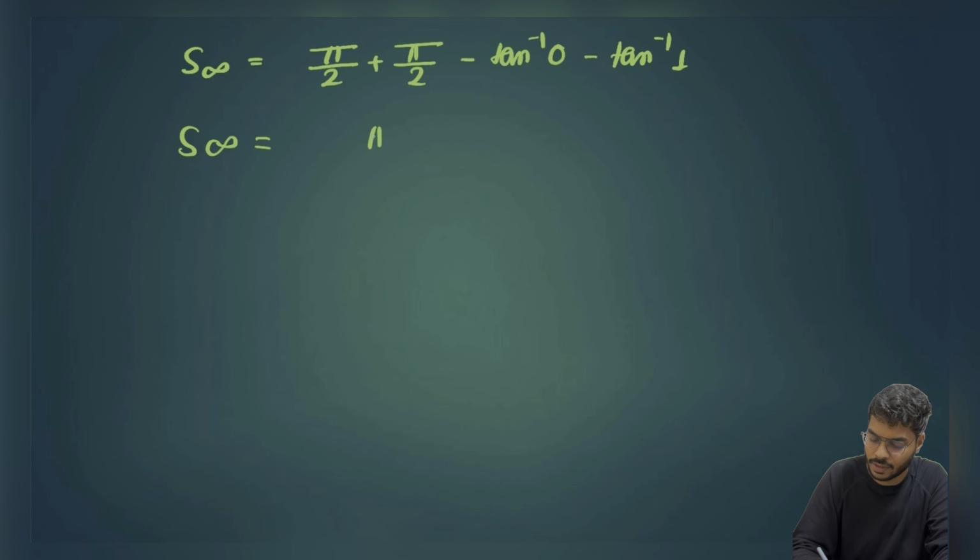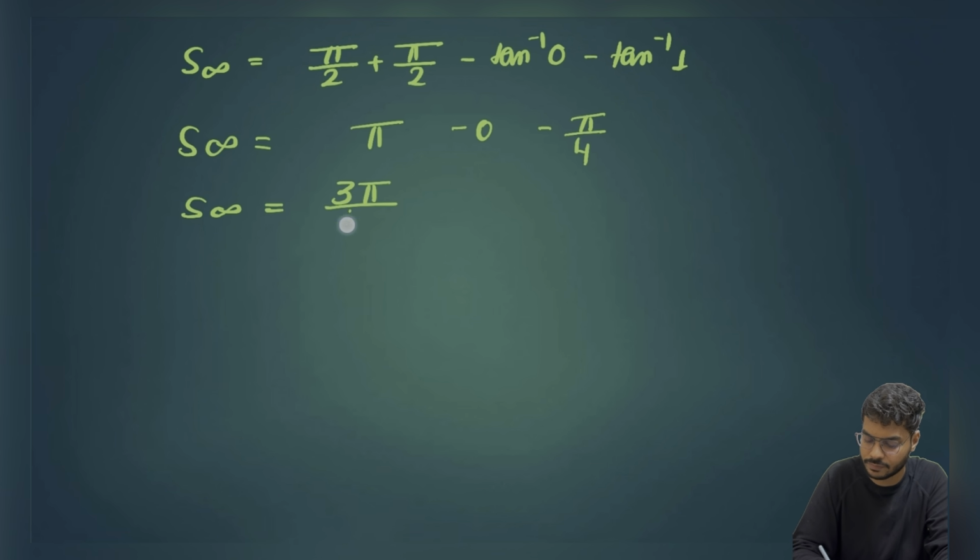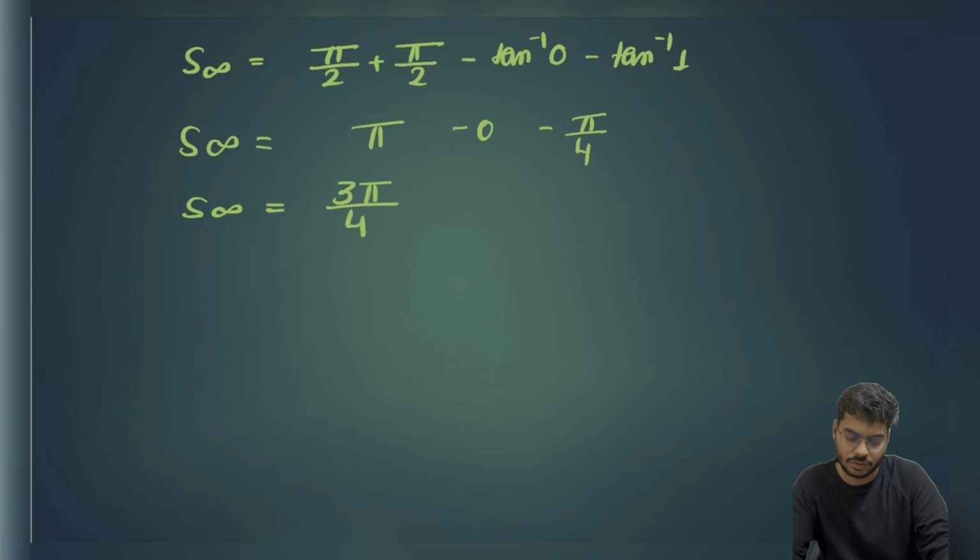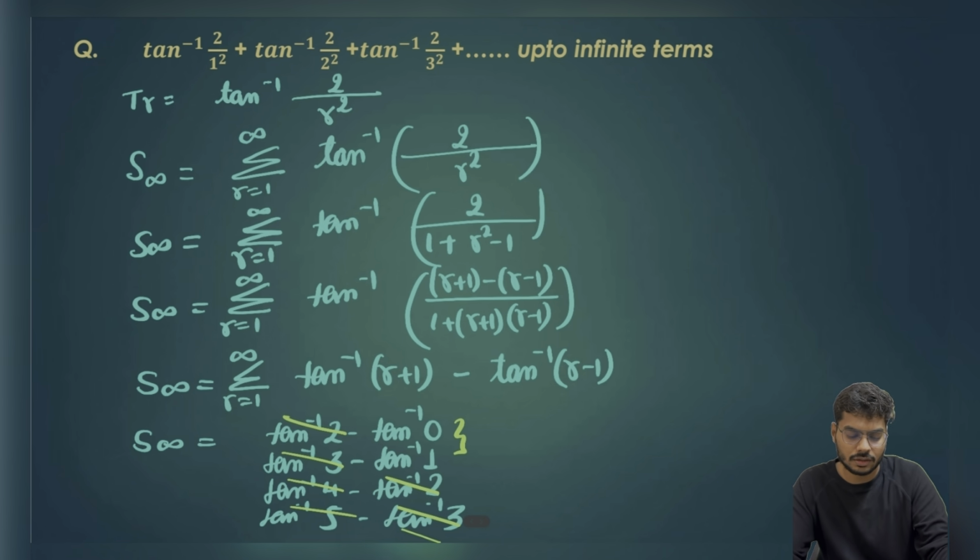So I got pi. This is tan inverse 0, which is 0. Tan inverse 1 is nothing but pi by 4. Pi minus pi by 4 is nothing but 3 pi by 4. So in this question, the answer is nothing but 3 pi by 4. The series is tan inverse 2 upon 1 square, tan inverse 2 upon 2 square, tan inverse 2 upon 3 square, up to infinite terms. We can also find up to n terms. The last term will be different.